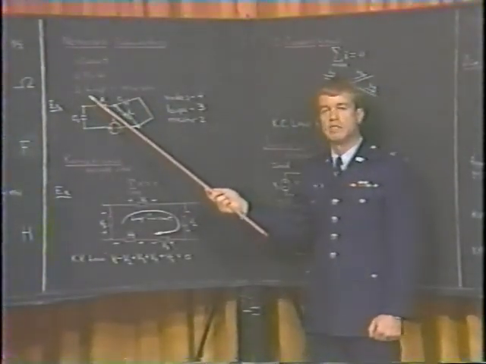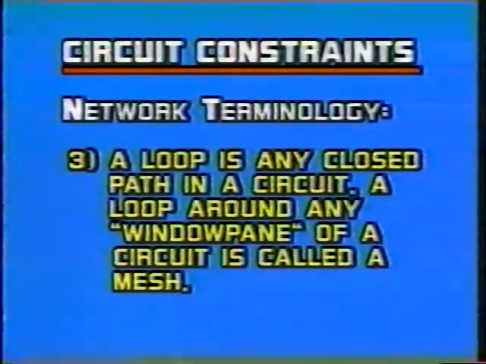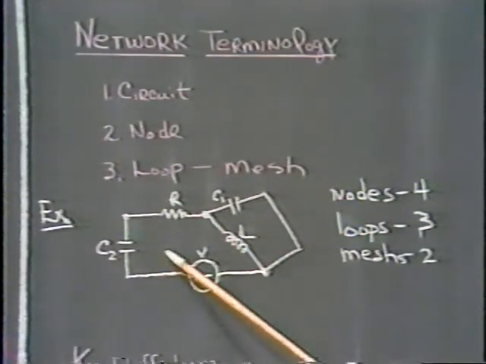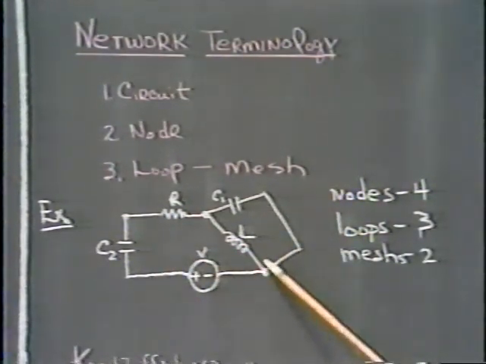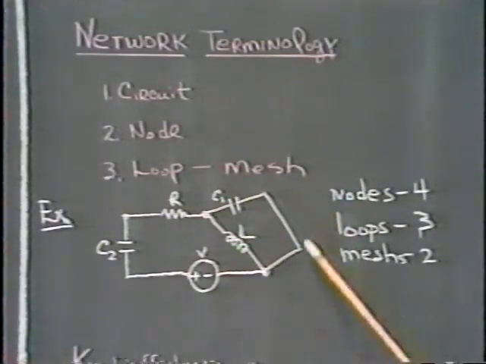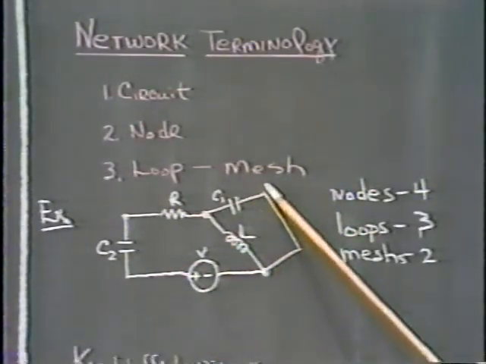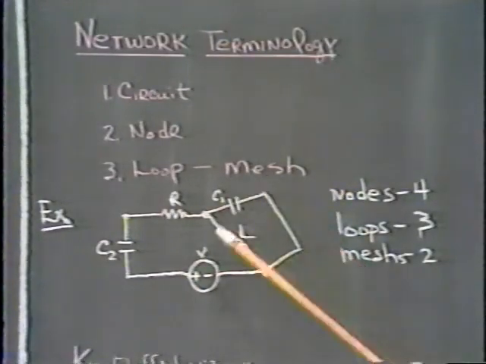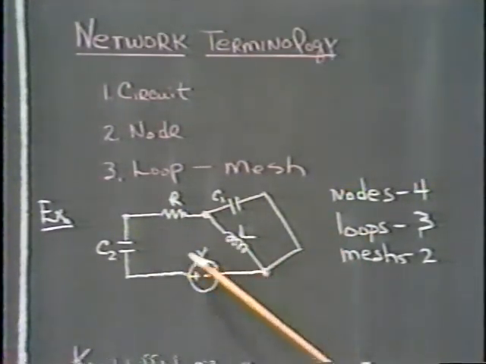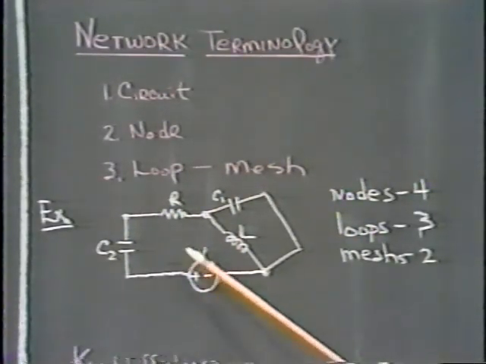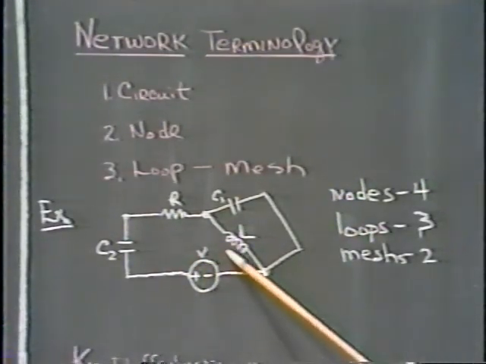Another fundamental idea is that of a loop within the circuit. This example contains 3 loops. We have one each around the window panes, we'll call them, in the circuit. One traversing here, and one around this way. And we have a third loop that traverses the outside of the circuit. A closely associated idea with loop is a mesh. And a mesh is simply a loop that traverses around the window pane. And mesh is the concept that we'll be most interested in circuit analysis.